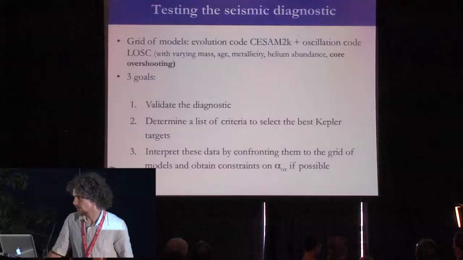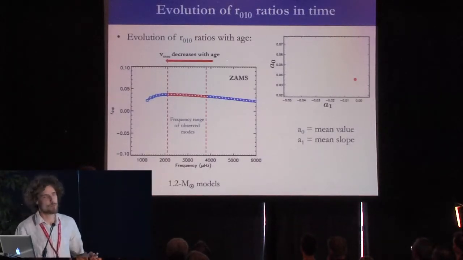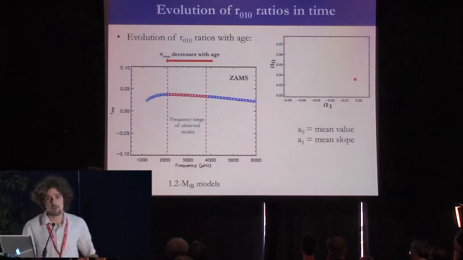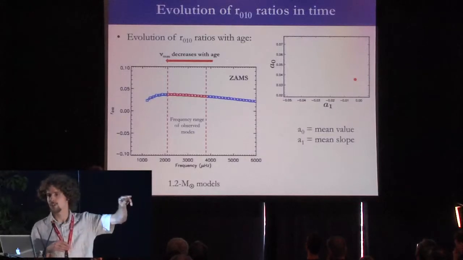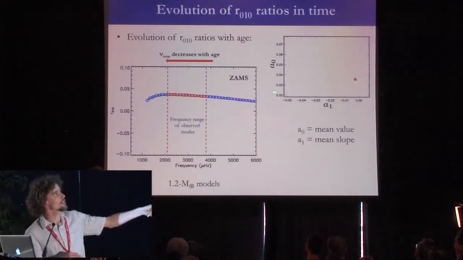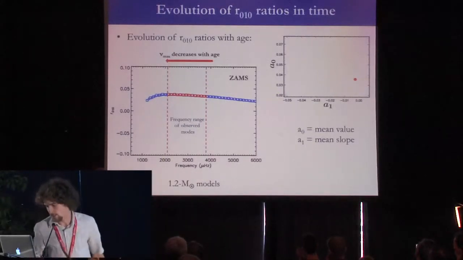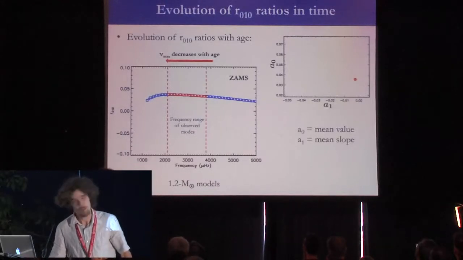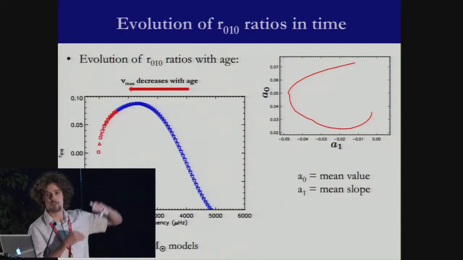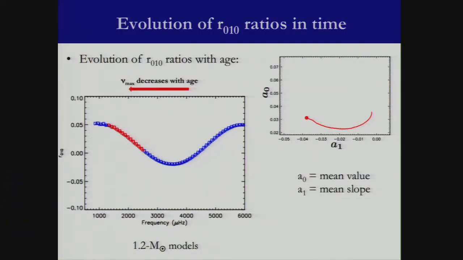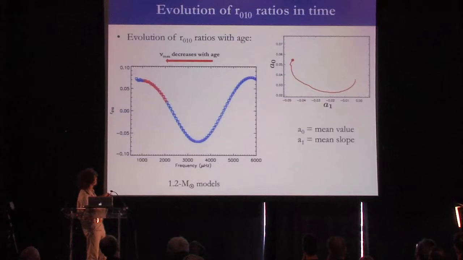So before I go into details about the grid of models, I want to show you a little bit how the R01 ratios vary with time. So this is a 1.2 solar mass model, so it has a convective core at the ZAMS, but the point is that at the ZAMS you're still chemically homogeneous, so you don't have a glitch yet. So you don't have this oscillation I was talking about before. The red part here is the observational range. So I will now animate it and let you see what happens when time evolves. So you see that the oscillation kicks in, its amplitude increases because you're building your gradient of chemical composition. And the observational range is shifting to lower frequency because nu max is decreasing.